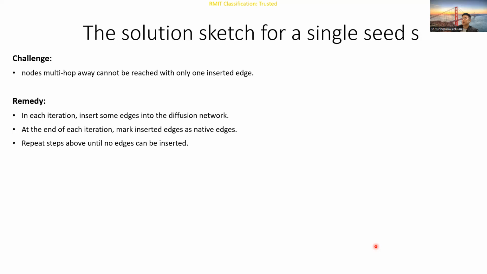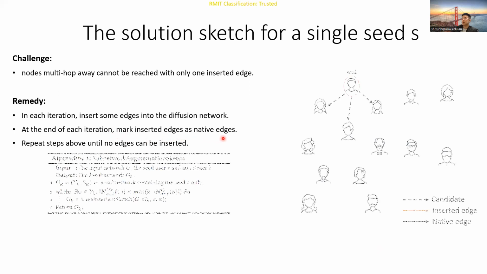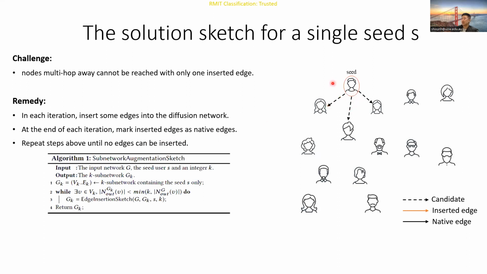To remedy this situation, we reinsert edges iteratively, and at the end of each iteration, we mark the inserted edges as native ones. For instance, now we have three candidate edges and K equals 2, so we choose 2 out of 3. At the end of this iteration, we mark those inserted edges as native ones. Then we choose candidate edges for new users included in this subnetwork. We keep doing this until no edges can be inserted.